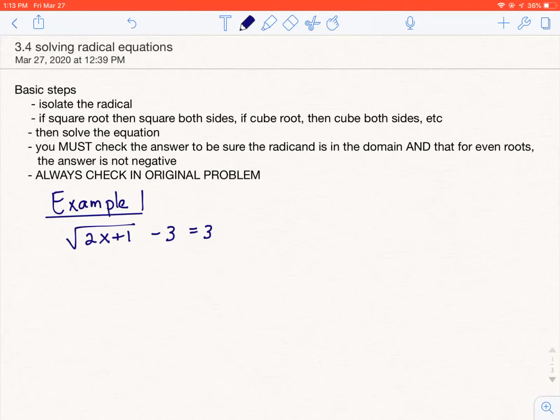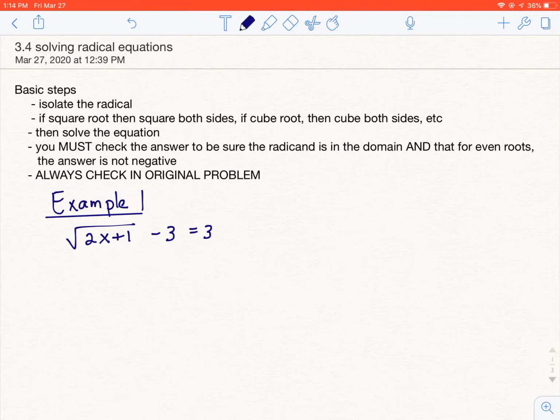You have to make sure that the radicand, that's the number underneath the radical, is in the domain, and that for even roots, square roots, fourth roots, whatever, the answer is not negative. And I'll show you an example of that. And always check in the original problem, not after you've isolated, but always check in the original. So here we go.